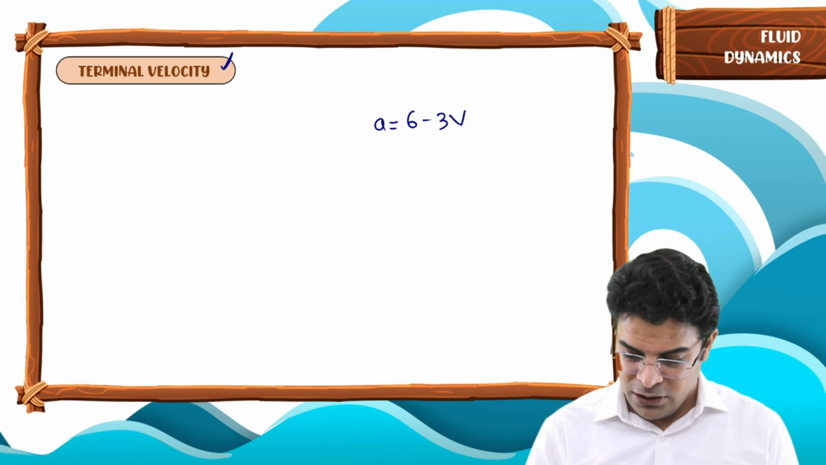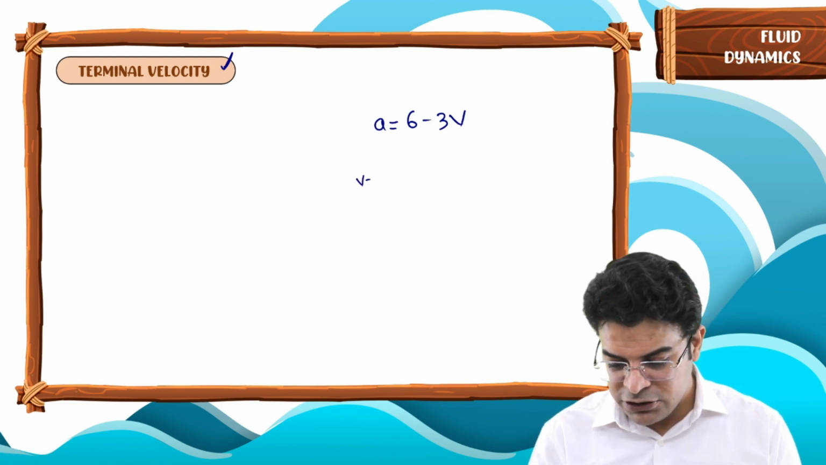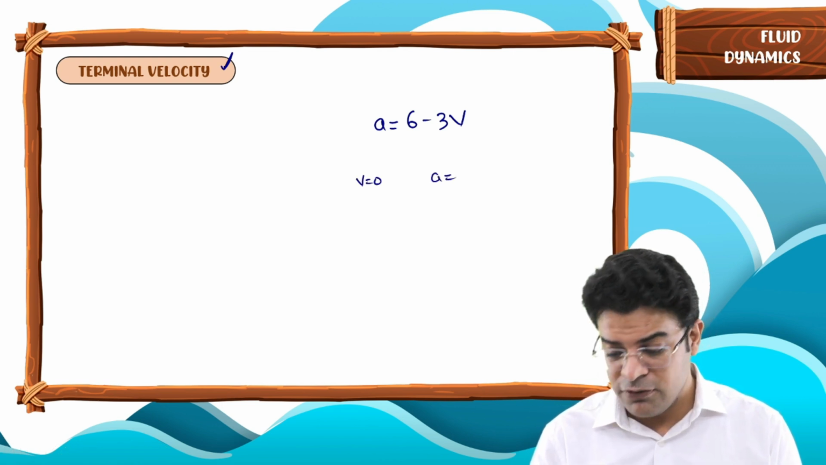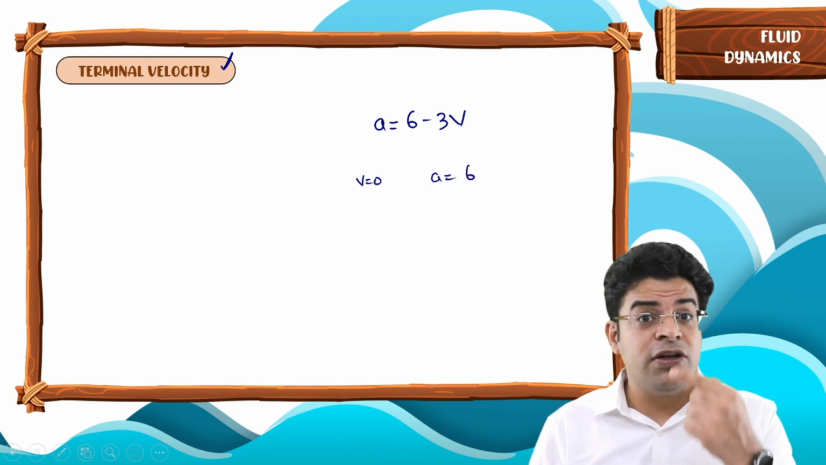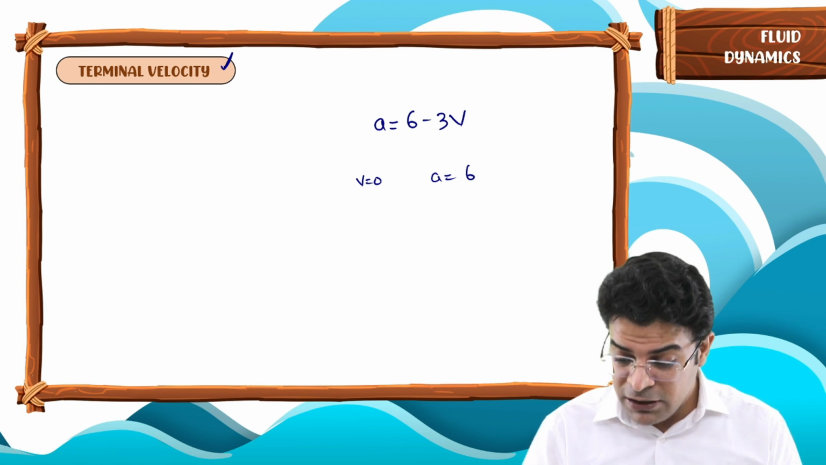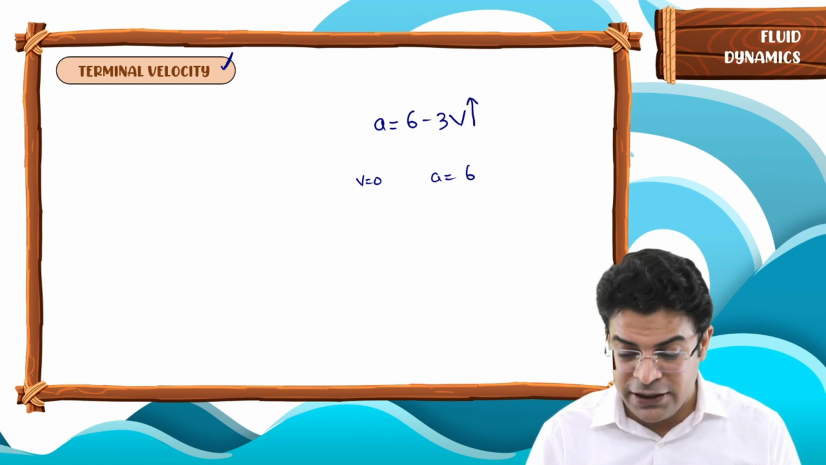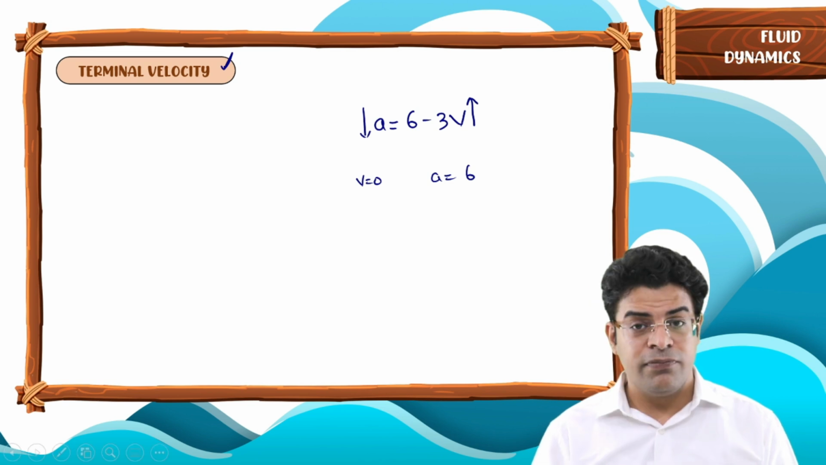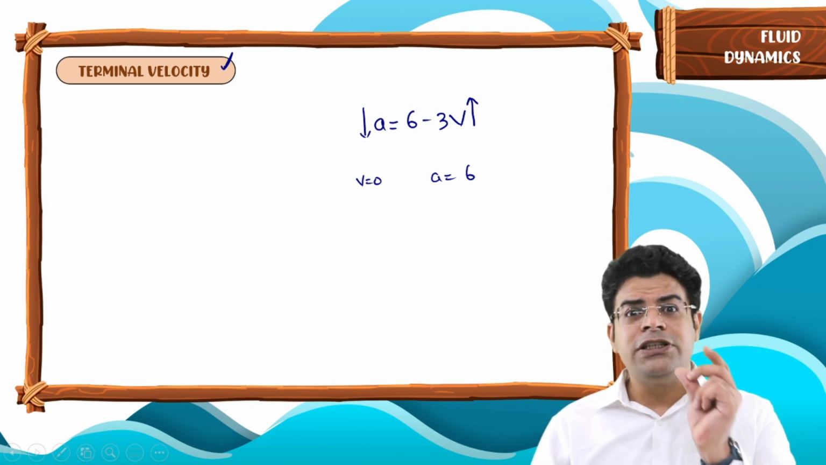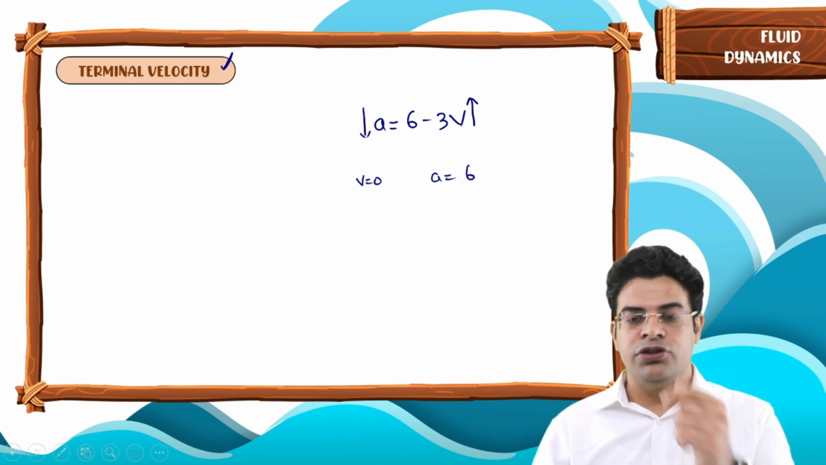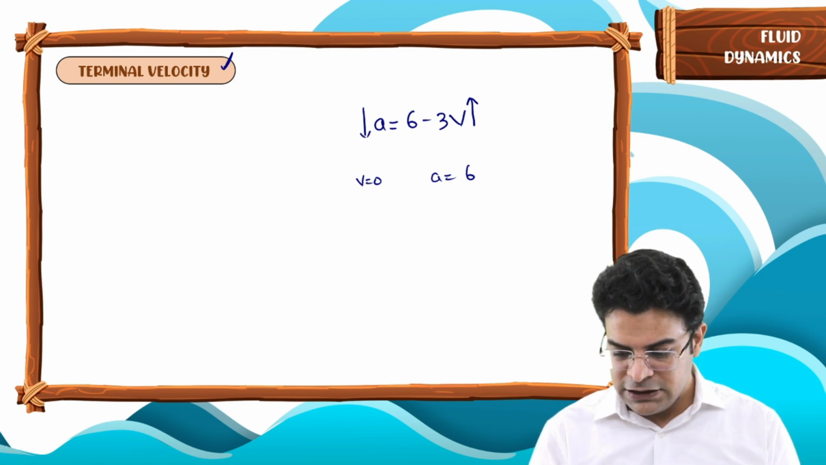So see, initially let's say velocity is 0. So acceleration will be equal to 6 minus 3 into 0. That will be 6. Because of this acceleration, the velocity will start to increase. But as the velocity increases, the acceleration will start to decrease. Tell me, for which particular velocity does the acceleration become 0? So sir, acceleration becomes 0 when the velocity becomes 2.